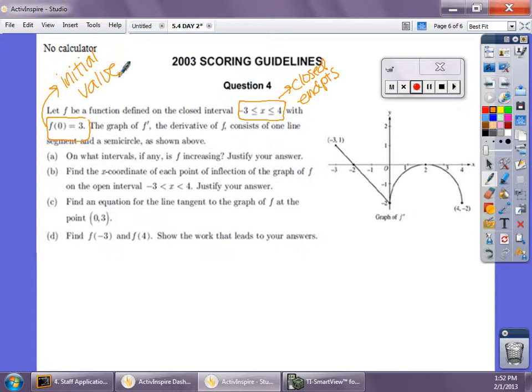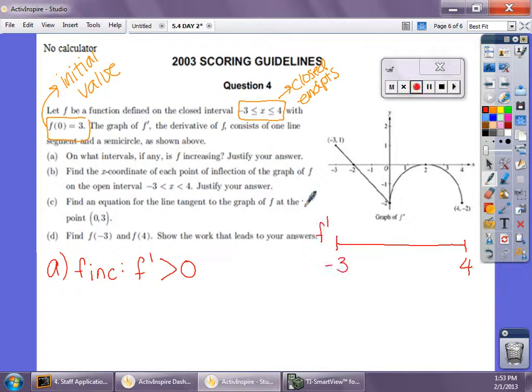All right, so part A says, and just so you know, this is no calculator. Letter A, on what intervals is f increasing? So f increases when f prime is positive. And so if I have the graph of f prime, then right underneath here, from -3 until 4, I can do the f prime sign chart, and I do that using y values. So the y values are 0 at -2, and at +2, the y values are positive between here.